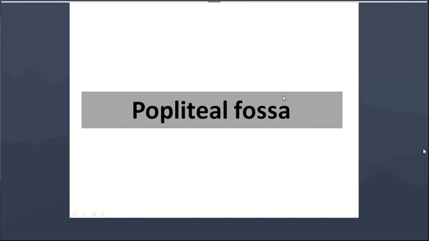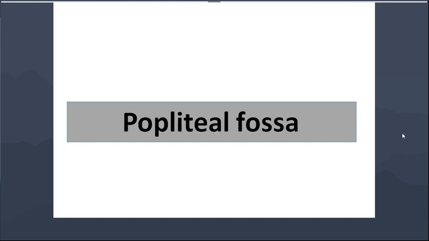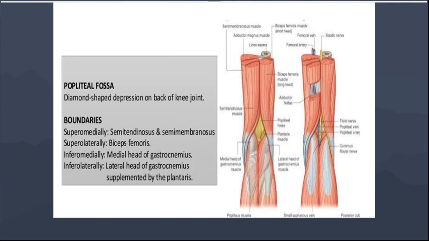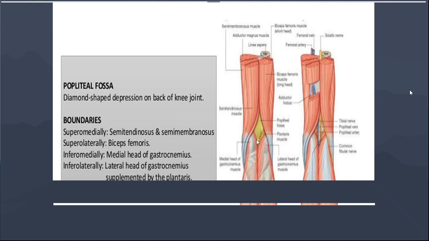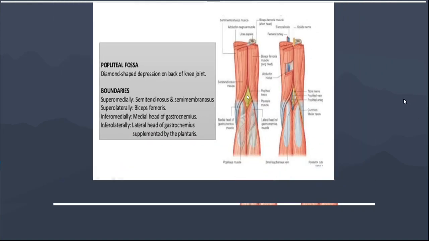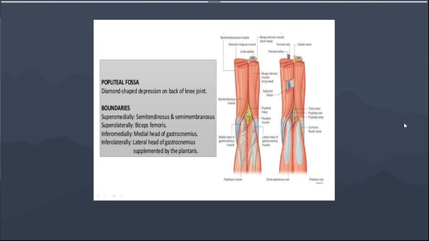Now next, coming to the next topic, the popliteal fossa. This is again most important for your long questions. The popliteal fossa is mostly asked in your exam as a long question, so please try to understand. This is the introduction: it is a diamond-shaped depression on the back of the knee joint. This diamond-shaped depression on the back of the knee joint is called the popliteal fossa.